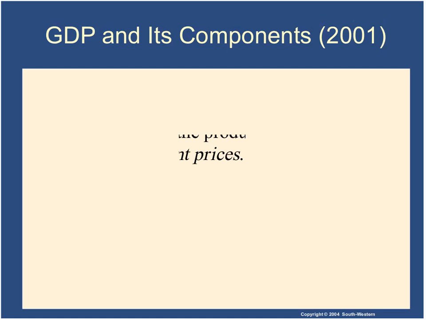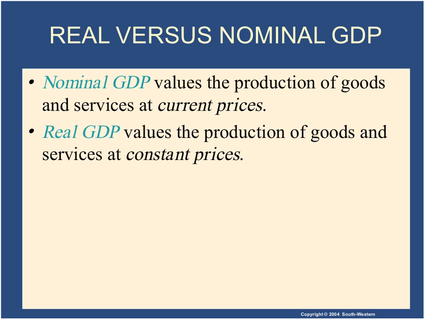So let's explain from now on what each of those elements that we just explained means. Nominal GDP values the production of goods and services at current prices. So when we're talking about nominal GDP, it is the value of production of goods and services at that specific current price. Real GDP is the value of the production of goods and services at constant prices. For example, a consistent price that has been there for a long time.